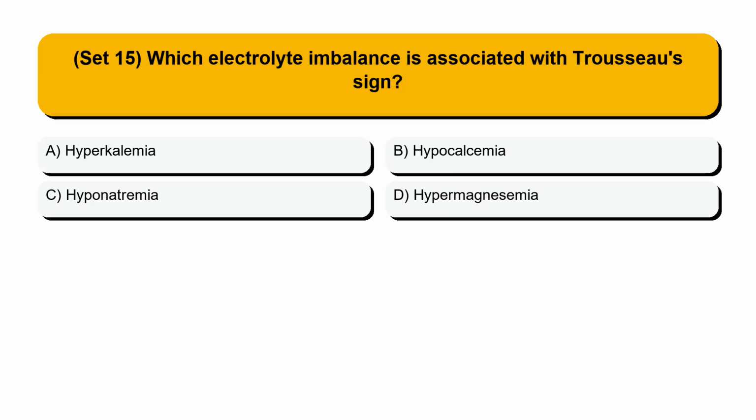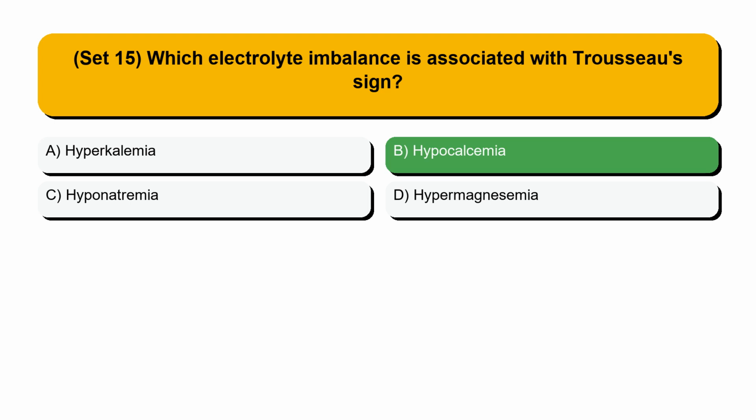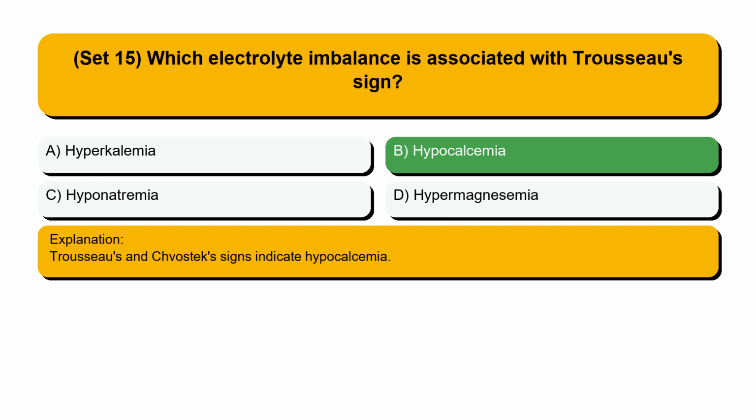Question 15. Set 15. Which electrolyte imbalance is associated with Trousseau's sign? Option A, hyperkalemia. Option B, hypocalcemia. Option C, hyponatremia. Option D, hypermagnesemia. The correct answer is option B, hypocalcemia. Trousseau's and Chvostek's signs indicate hypocalcemia.